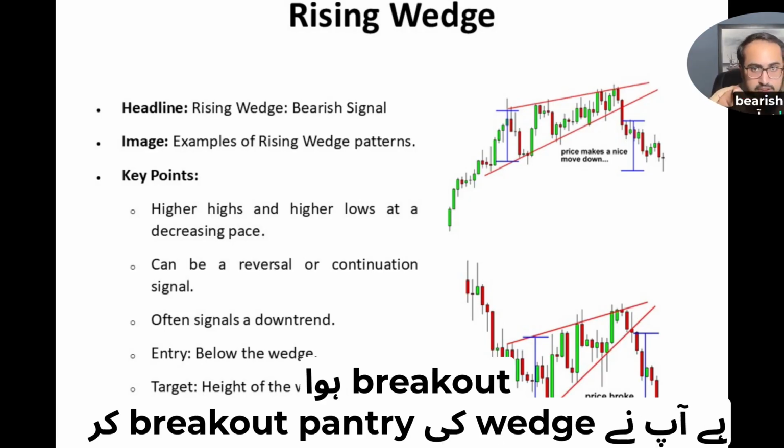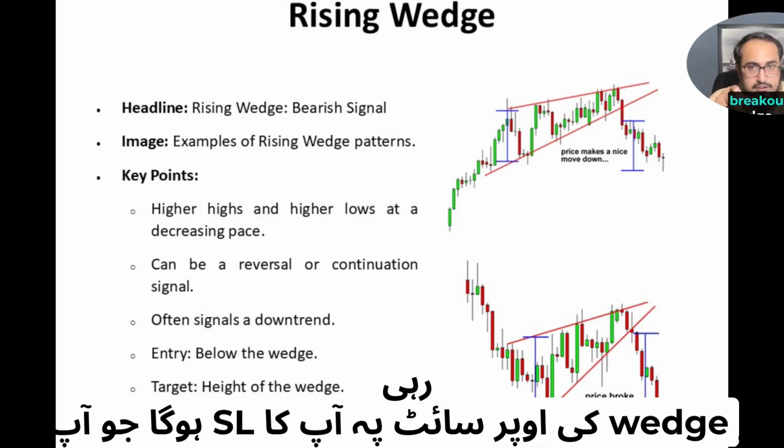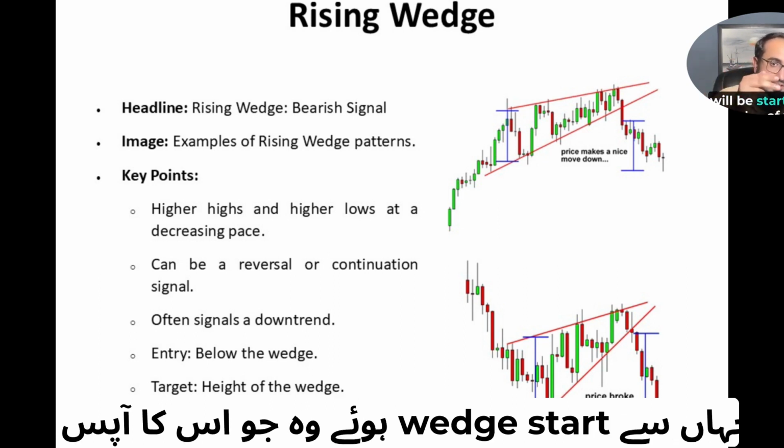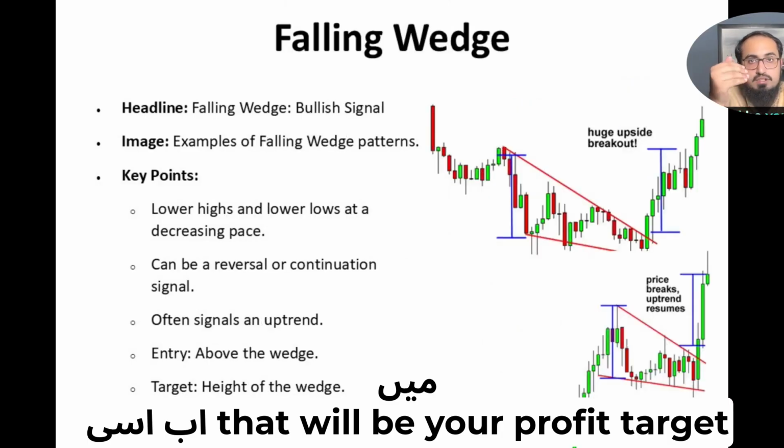So how do you trade in this? Whenever there is a breakout of the wedge, you have to enter at the breakout. Your stop loss will be on the upper side of the wedge. That will be your target. It will be the starting of the wedge. Where the wedge started and the distance between them, that will be your profit target.